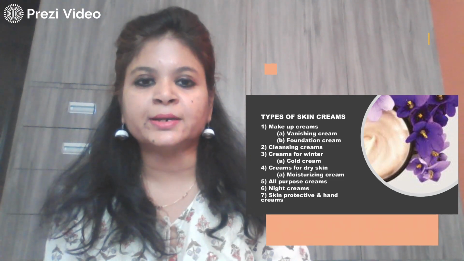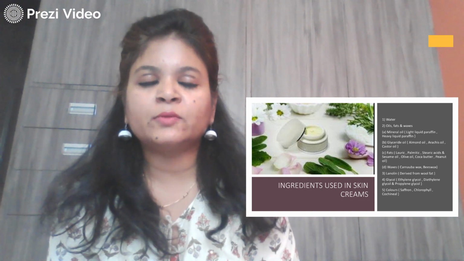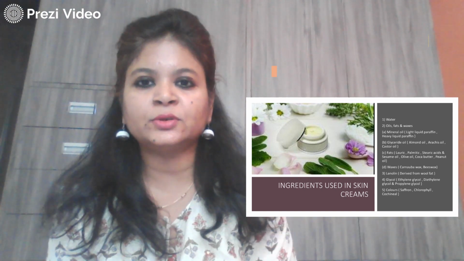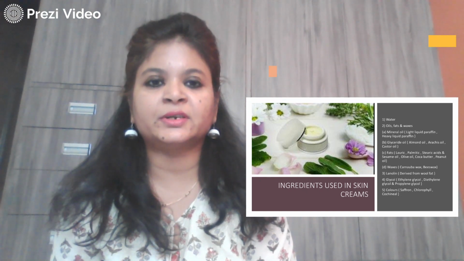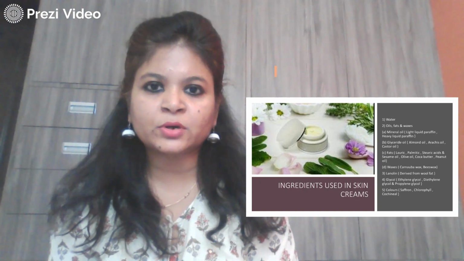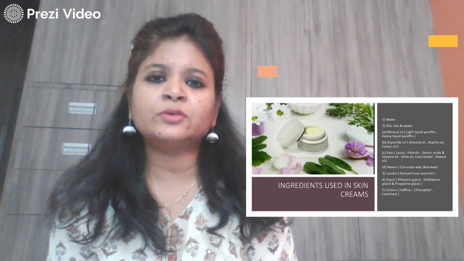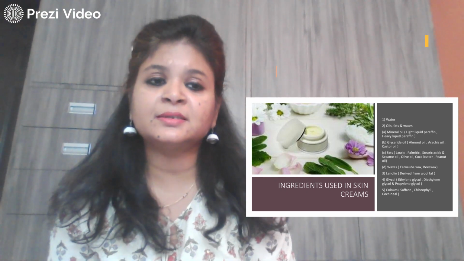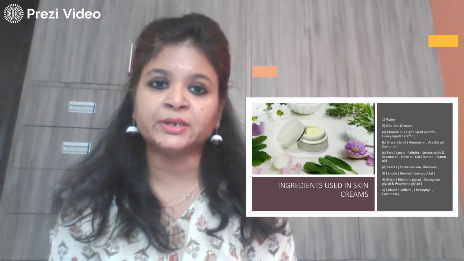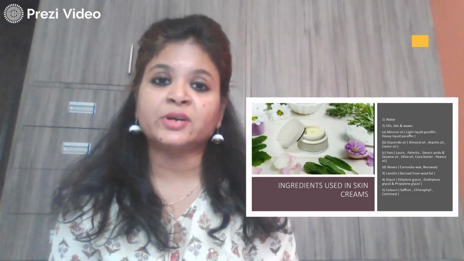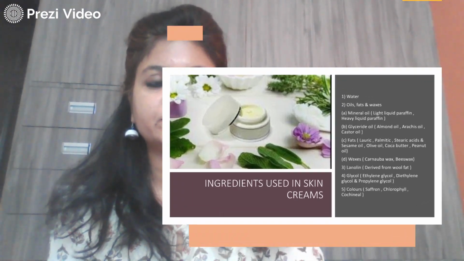Now let us try to understand the different formulation components, what the creams are made up of, and the actual chemical constituents generally used in the formulation of these different kinds of creams. It is up to the manufacturer what kind of cream he is manufacturing, and it depends on other factors as well. But when we talk about the general formulation of creams, these are the specific ingredients widely used in moisturizing creams, vanishing creams, creams for dry skin, all purpose creams, hand creams, etc. So let us understand them one by one.